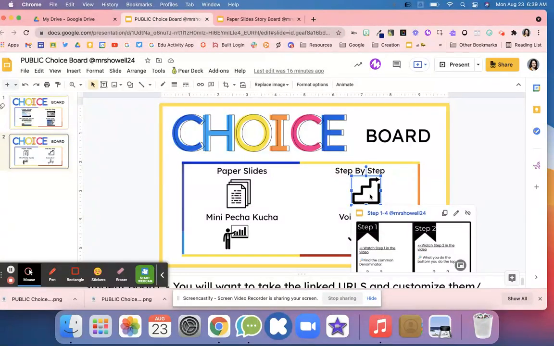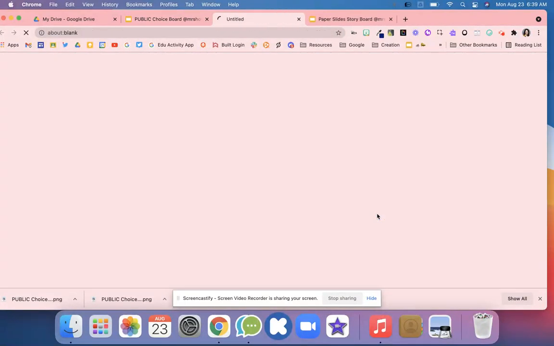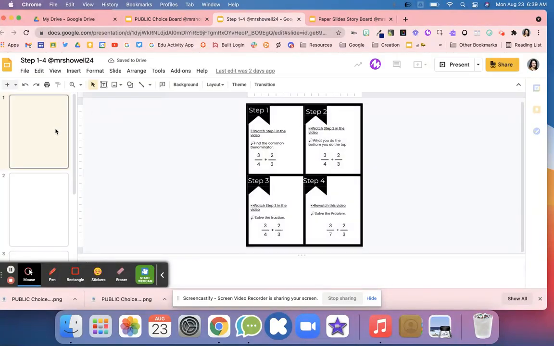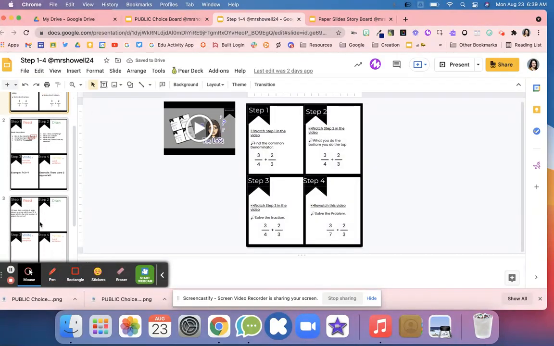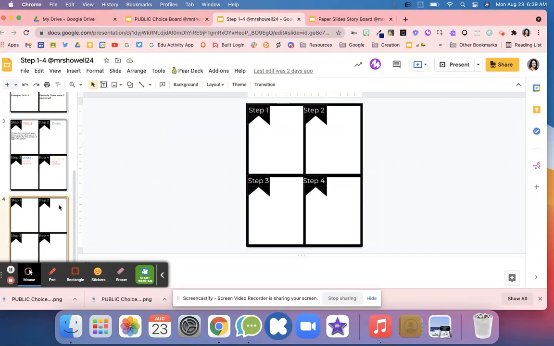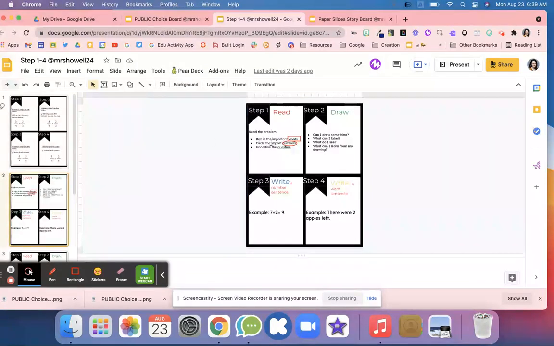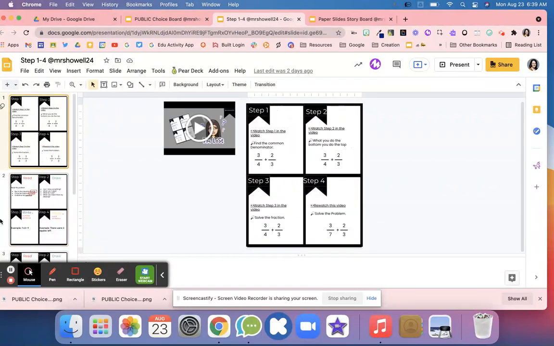This next option is called step by step. Here are just some examples of the step by step. If you go down to this slide where it's blank, you will take a multi-step problem and you are going to break it down into each of those different steps. So you're going to explain step number one, and you will add maybe circles, or you might add squares. You might solve different problems.